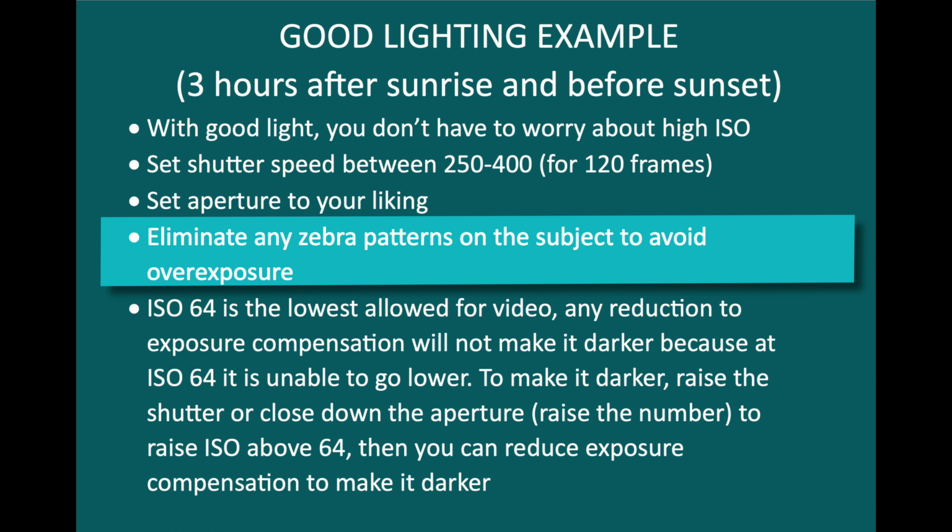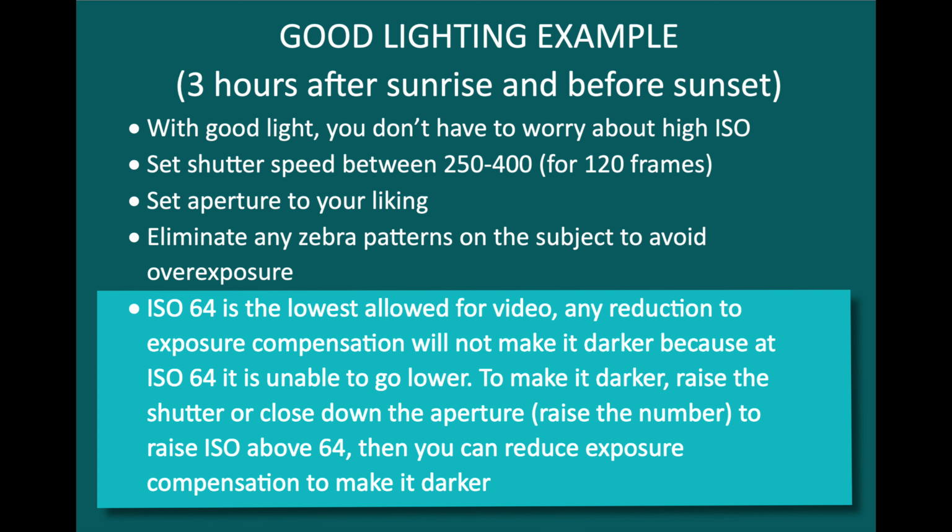Eliminate the zebra pattern for overblown areas that are on the subject. Use exposure compensation to do this. ISO 64 is the lowest allowed for video. Any reduction to exposure compensation will not make it darker because at ISO 64 it's unable to go lower. To make it darker, raise the shutter or close down the aperture to raise the ISO above 64. Then you can reduce exposure compensation to make it darker.